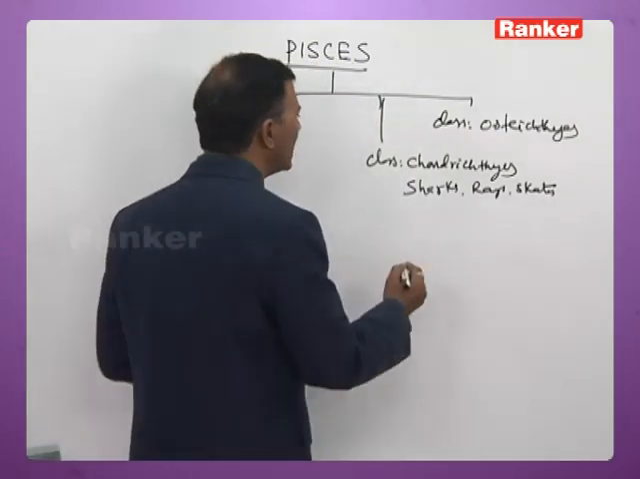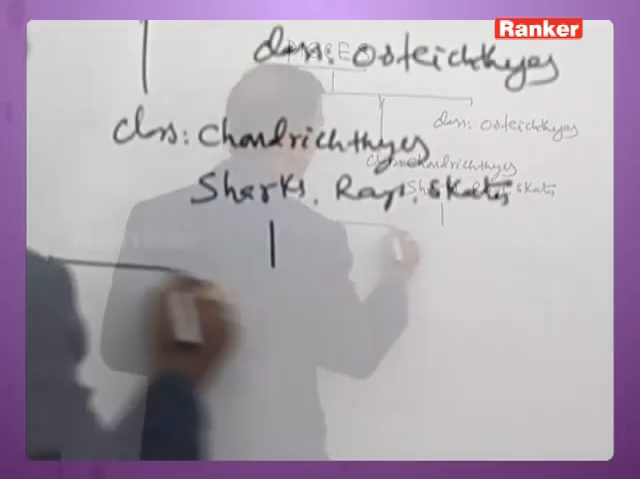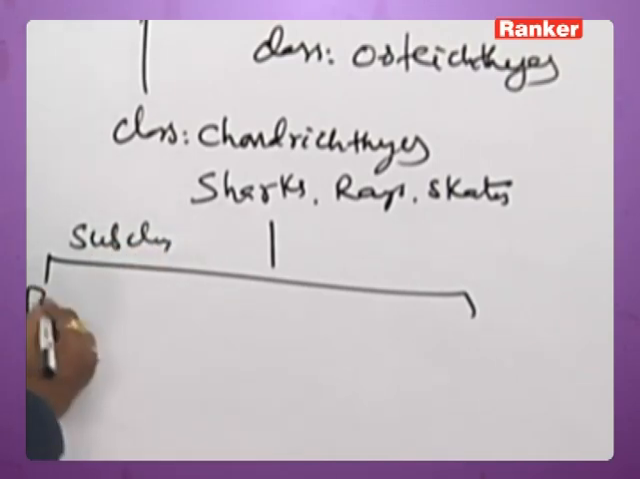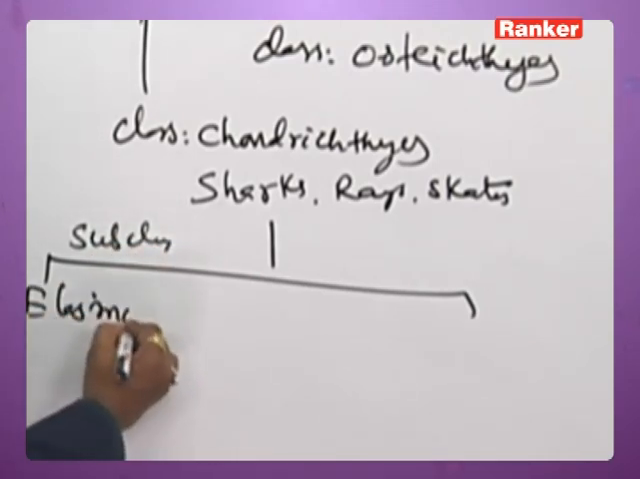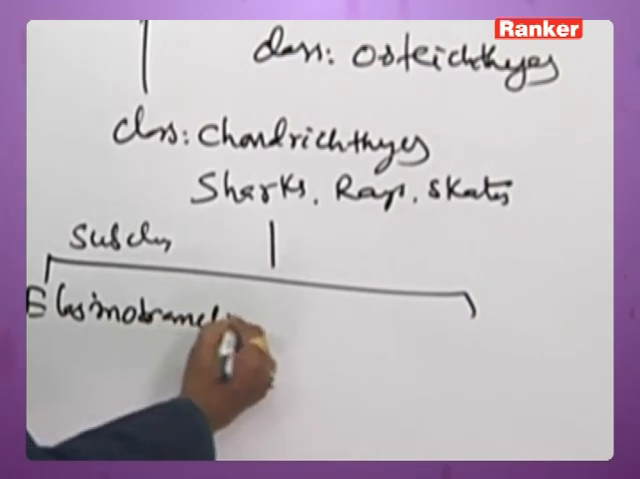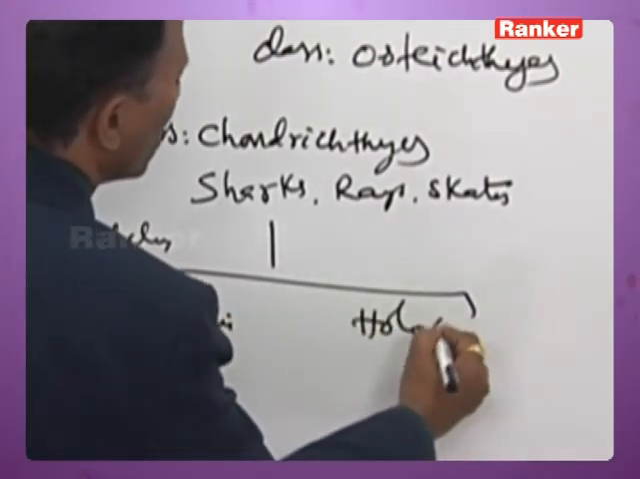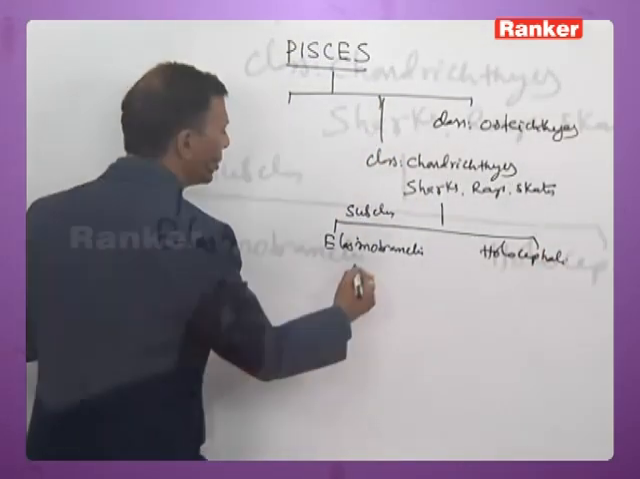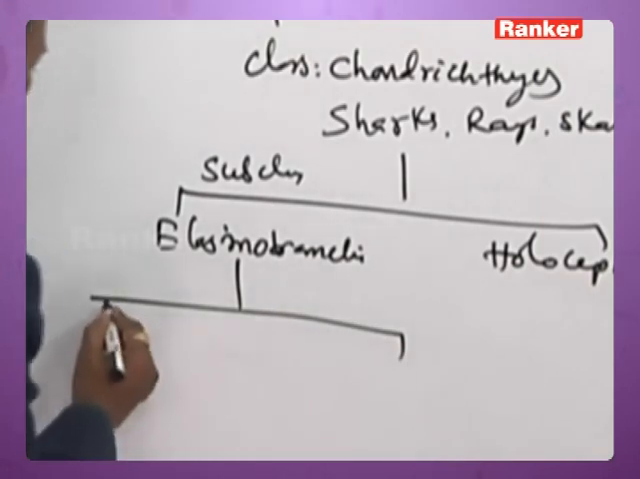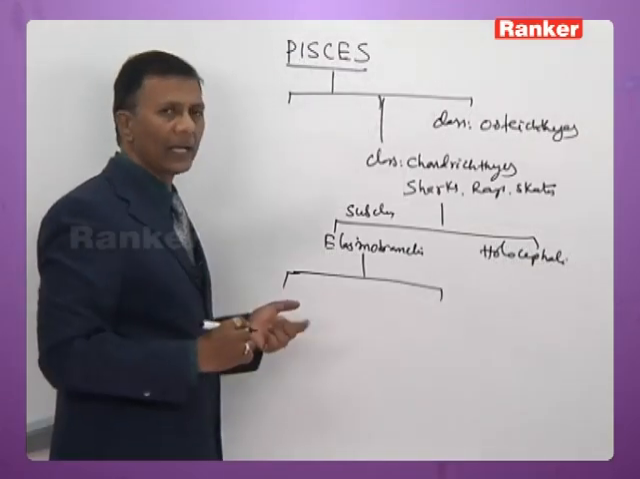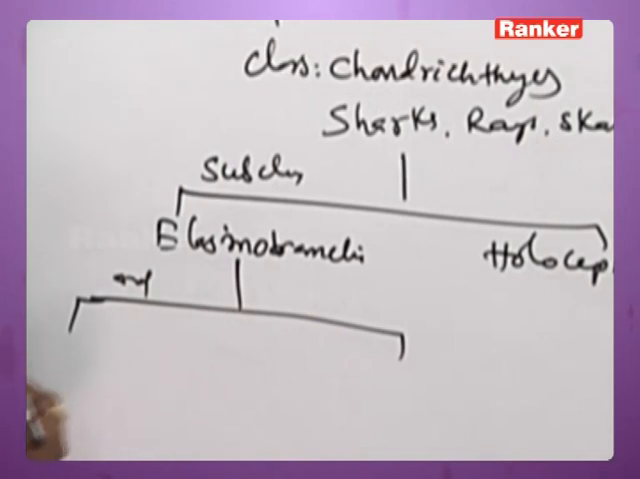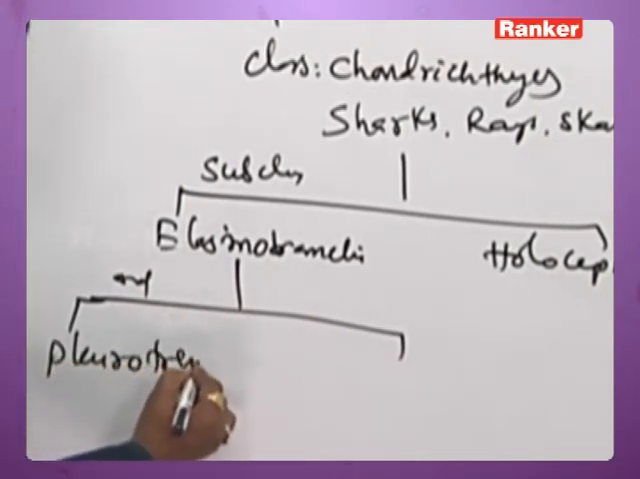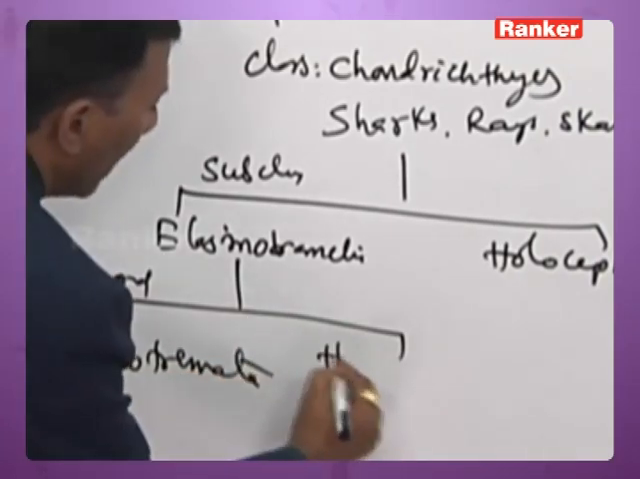Now class Chondrichthyes is divided into two subclasses: subclass Elasmobranchii and subclass Holocephali. The Elasmobranchii includes two important orders: order Pleurotremata and order Hypotremata.